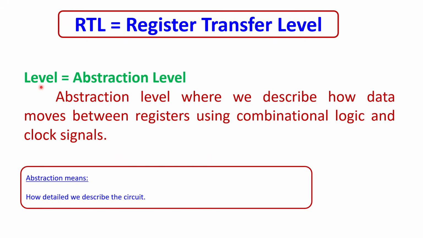And the next one is level. Level is abstraction level. Abstraction is how detailed we are describing the circuit. That is, the abstraction level is where we describe how data moves between registers using combinational logic and clock signal. For clearer understanding, we have two boxes. We want to move the things in the box 1 to the box 2. So we are giving some detailed information on how to move the things in the box 1 to the box 2. That is abstraction level.